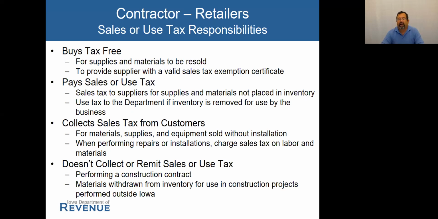In cases where they're making direct sales to a customer for materials, supplies, and equipment sold without installation, they would collect sales tax from the customer. And also when they perform repairs or installations, they would charge sales tax on the labor and the materials. They do not collect or remit sales or use tax in a construction contract. Materials that are withdrawn from the inventory for use in a construction contract, if performed outside the state of Iowa, the contractor retailer does not have to remit any use tax on those materials.